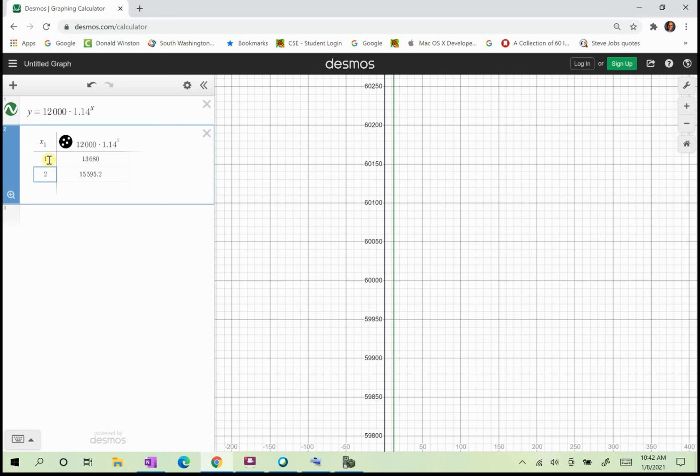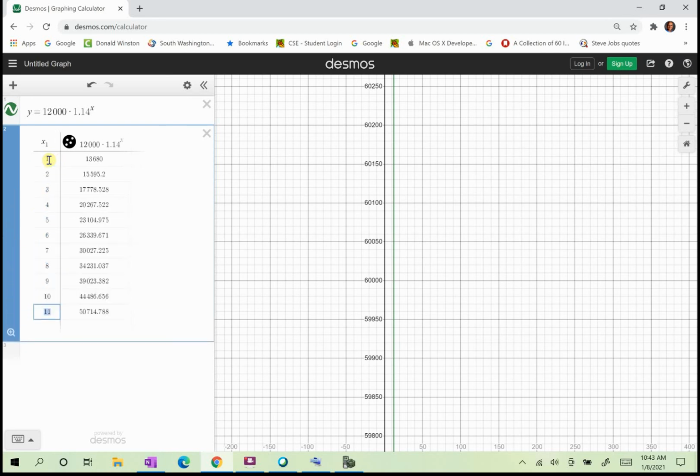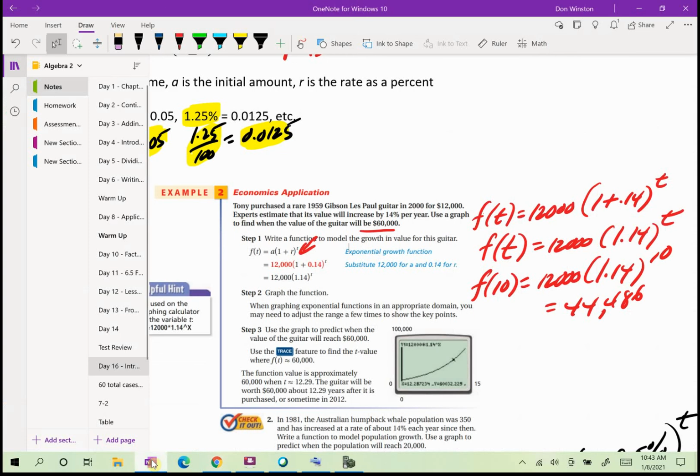And so now, because I inputted 2 and it incremented by 1, if I keep pressing enter, the computer is smart enough to know that I want to increment by 1. So I'm just going to keep incrementing until I get to more than 60,000. So you can see between year 12 and 13, the value. So after the 12th year, the value of the guitar will be worth more than $60,000.